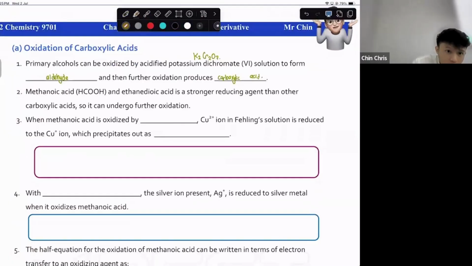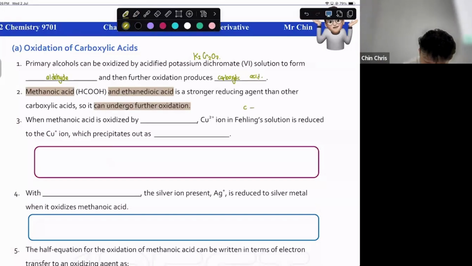Alright, guys, highlight this. Methanoic acid and ethanedioic acid can undergo further oxidation. Ethanedioic acid is a different thing, so it's ethanedioic acid, not ethanoic acid. My bad. Guys, do you know what ethanedioic acid is? Ethanedioic acid is 2 carbons, 2 carboxylic acids. Understand? This came out in your exam. This is quite popular in your A2.